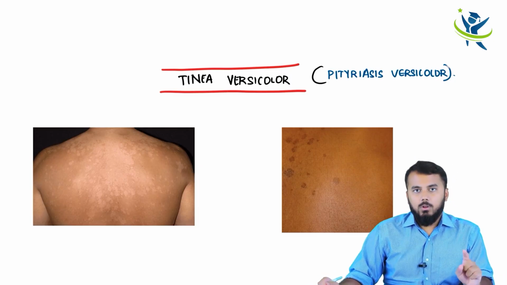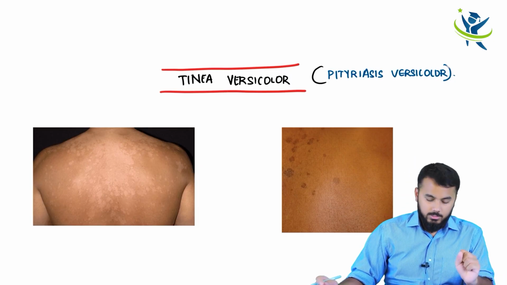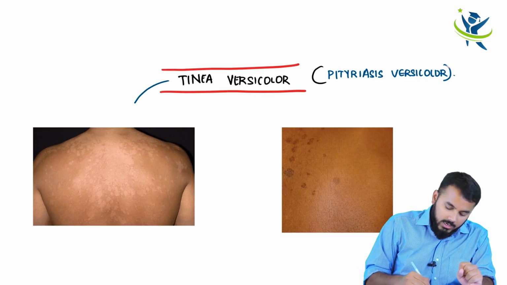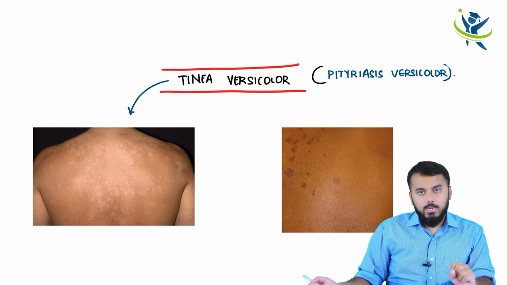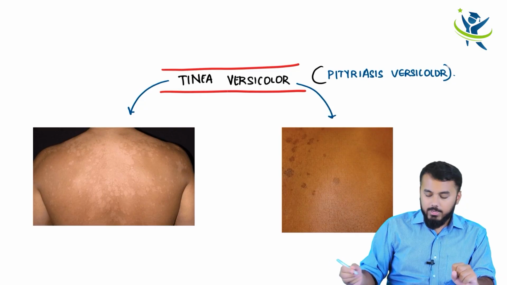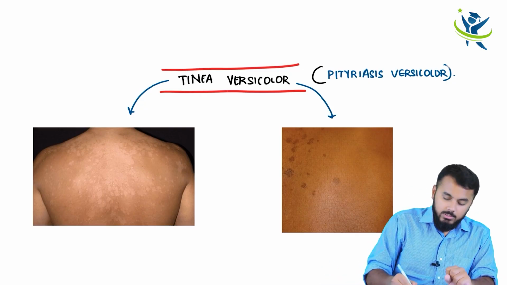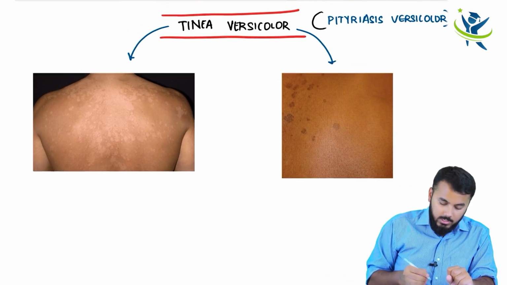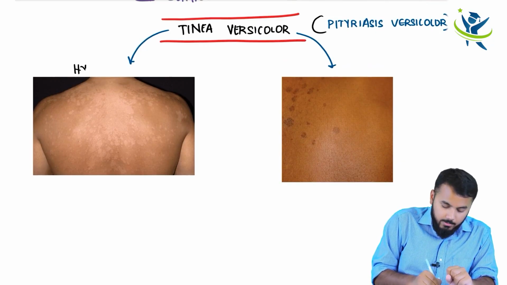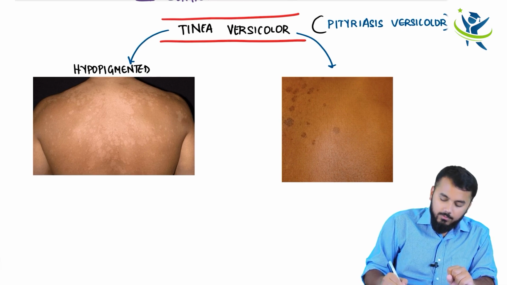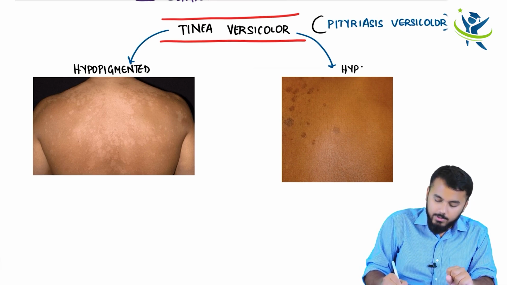Now what is the important thing you need to see? Within this Tinea Versicolor, there are two types of patches, right? So one kind of lesions, they are hypopigmented lesions, and the other kind of lesions, they are called hyperpigmented lesions.